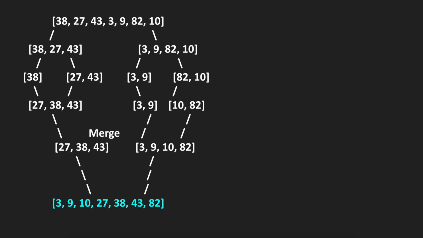So we are comparing 3 with 27, and we are adding 3 first. Then we are going to the next element. We are comparing 9 with 27, we are adding 9. Then we are comparing 10 with 27, we are adding 10, and so on. So that we are merging our array.